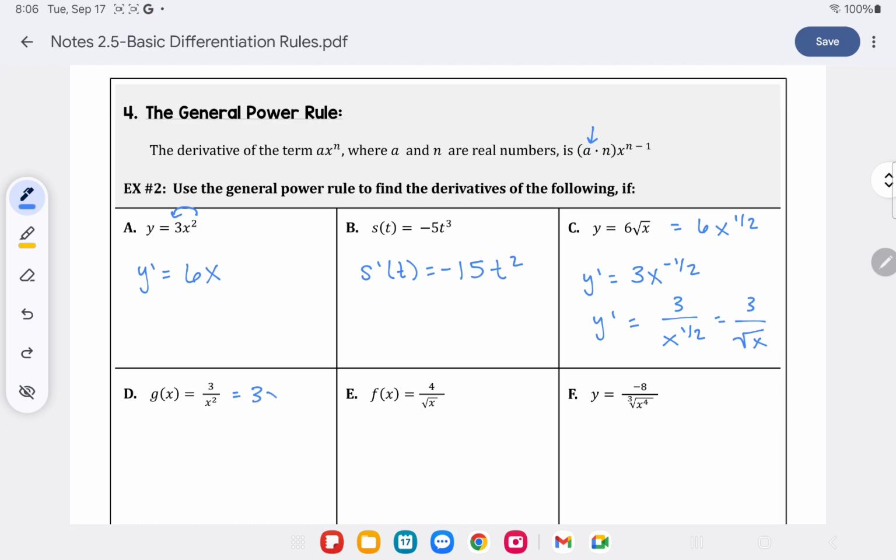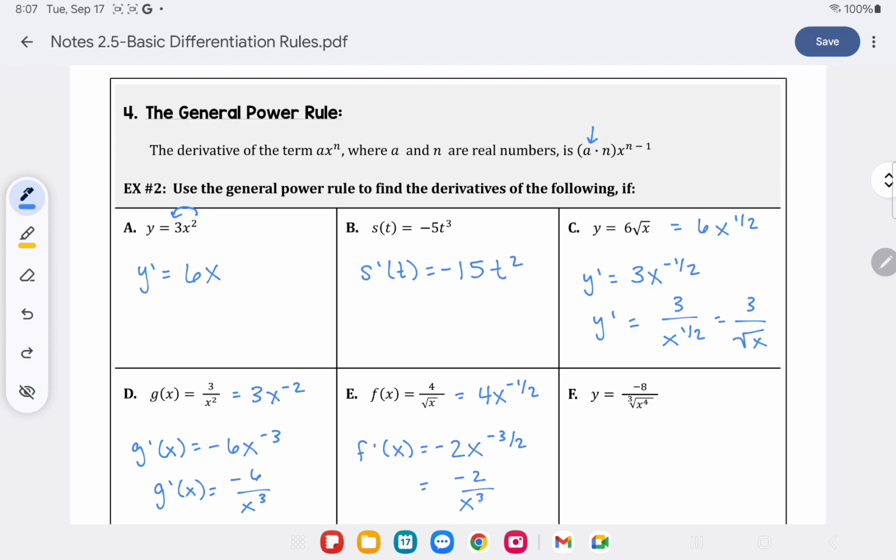D, I'm going to rewrite before I get started as 3x to the negative 2nd power, so I can use the power rule. When I do, I get negative 6x to the negative 3rd, or negative 6 over x to the 3rd. F can be rewritten as 4x to the negative 1/2 power. So the derivative of f would be negative 2x to the negative 3/2 power. And again, I'm going to rewrite that as negative 2 over x to the 3/2.